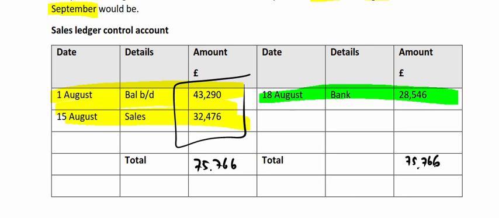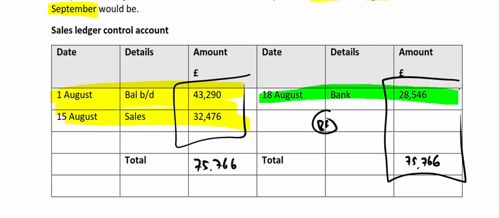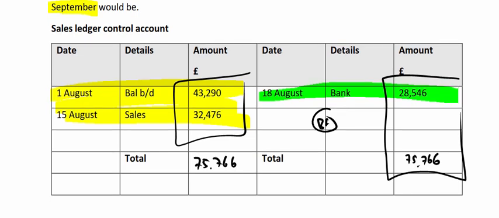We then identify what the balancing figure will need to be, in this case on the credit side. So take the 75,766, deduct the 28,546 you've already got there. Gives me a balancing figure of £47,220. Now that would be at the end of August. So it would be the 30th of August, and that actually would be the balance carried down.